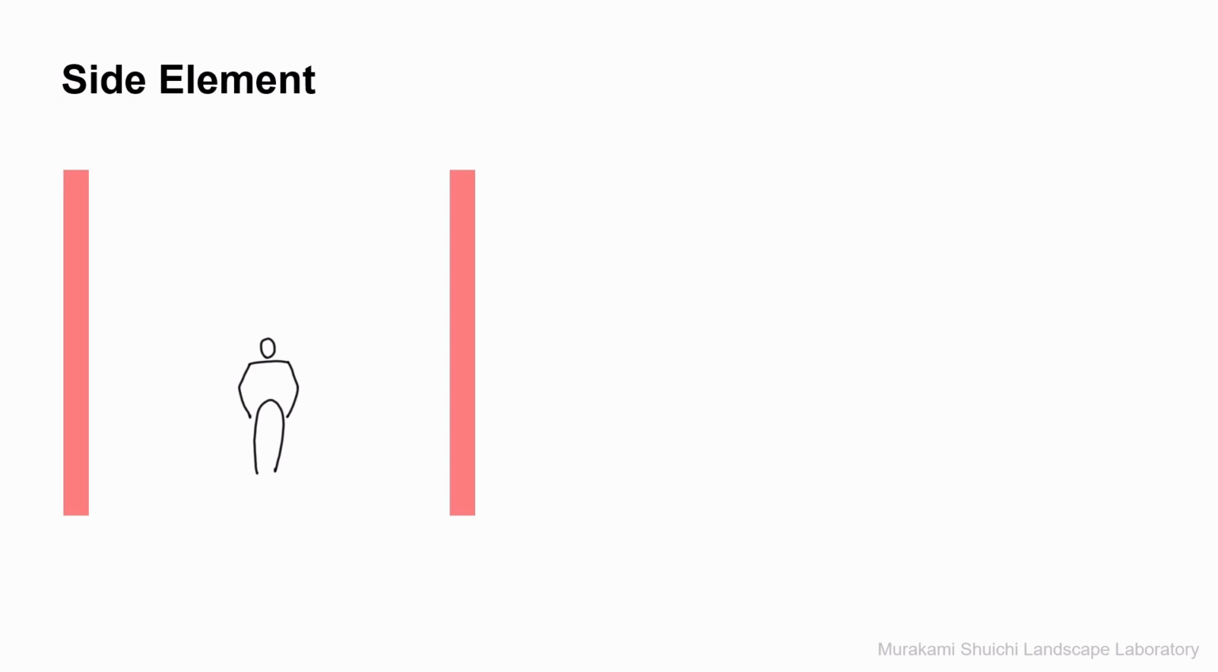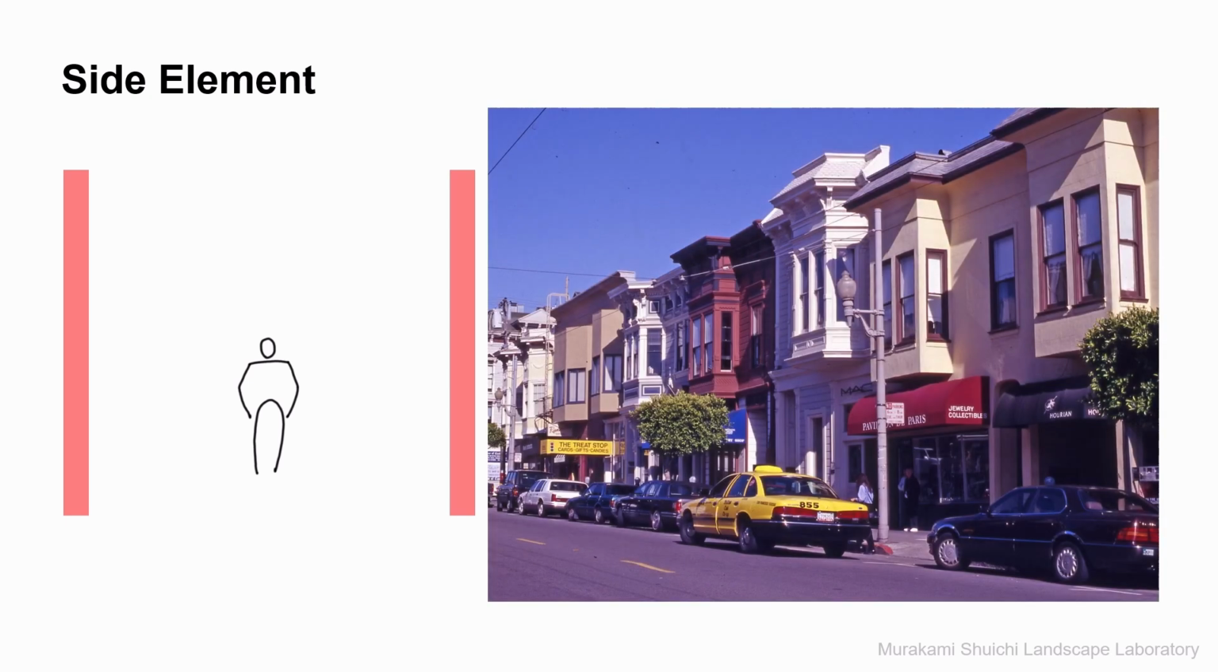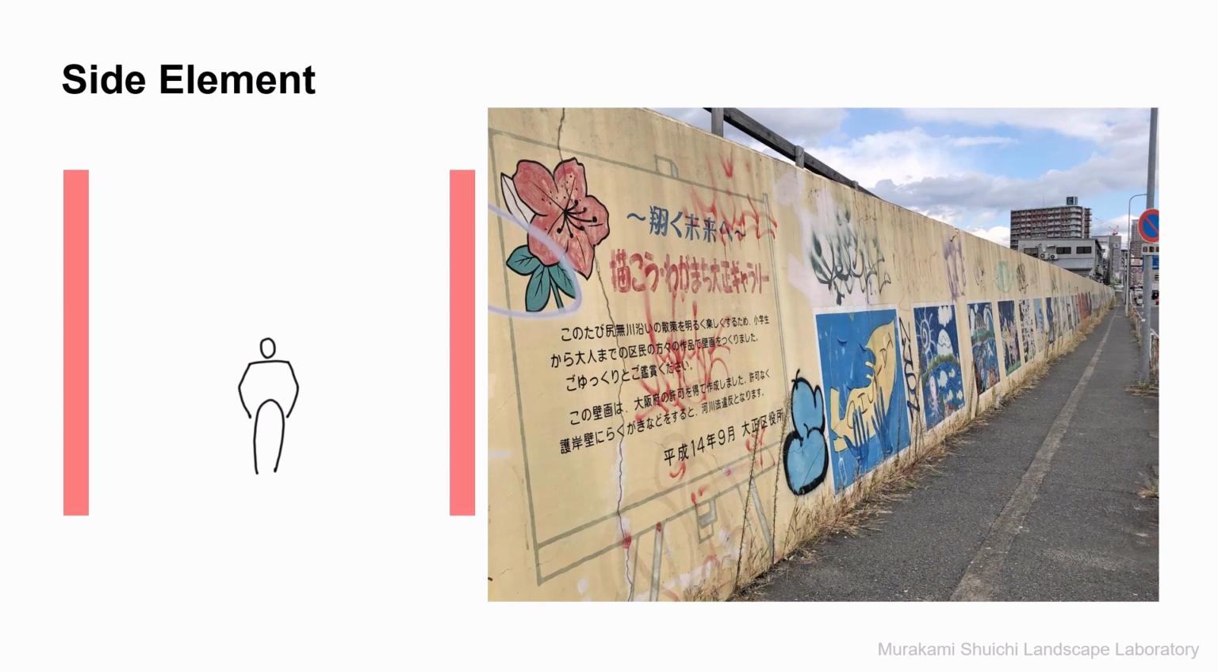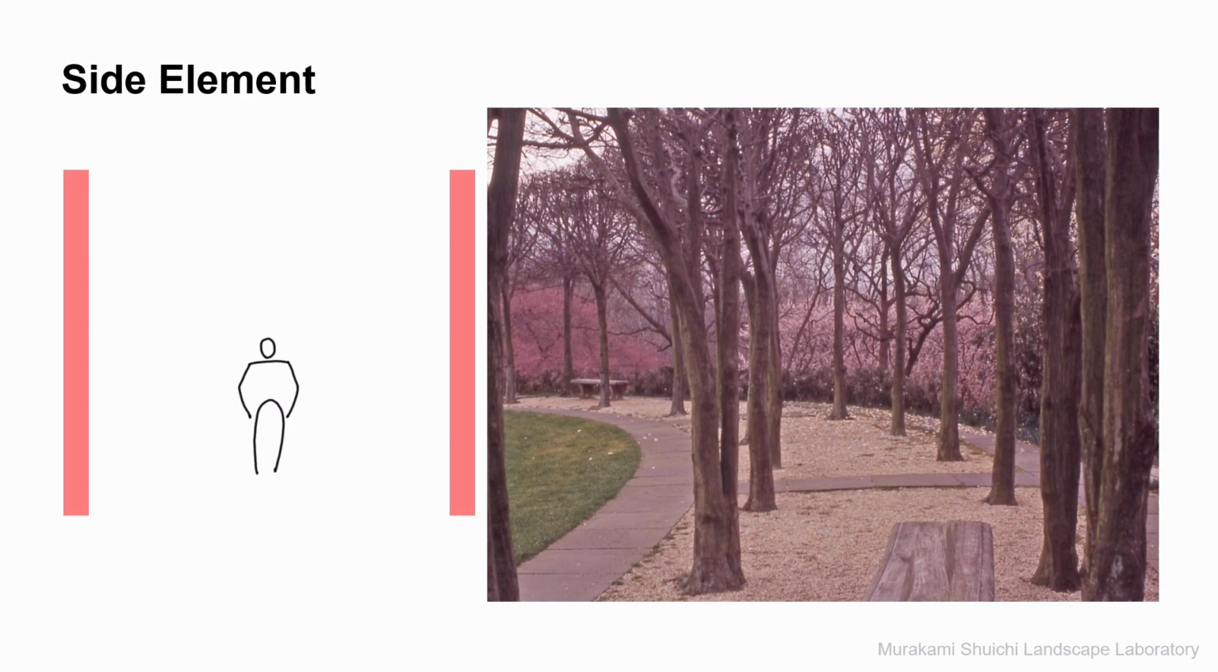Side elements are the vertical features to your left, right, front, and back. These could be building walls, seawalls, or rows of tree trunks. They guide your view, give direction, and create a sense of being surrounded or sheltered.